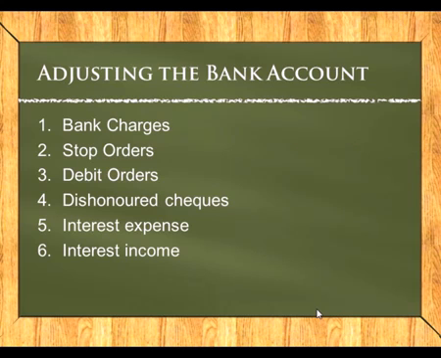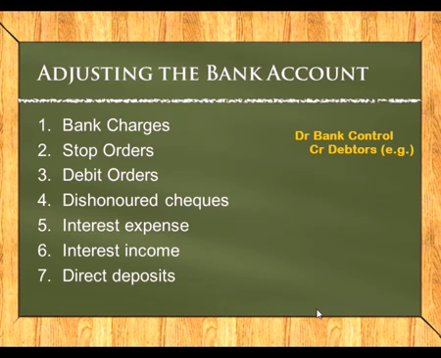For direct deposits, we would debit our bank account and we would credit whatever account it relates to. So for example, if it was money from a debtor, we would credit debtors control. If it was money for sales, we would credit sales, but the debit would always sit on the bank account.